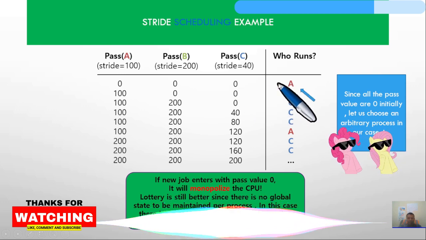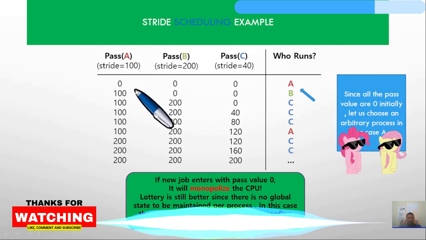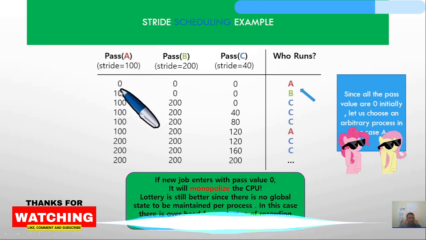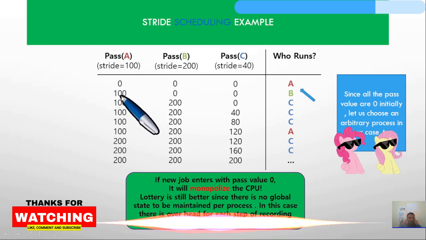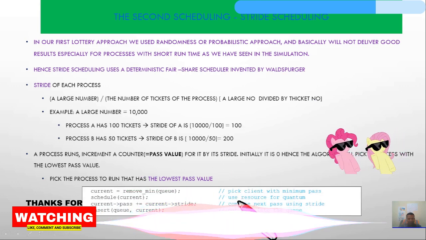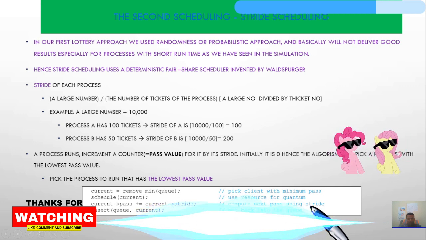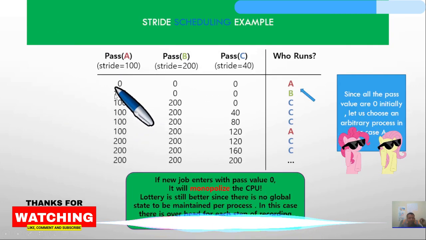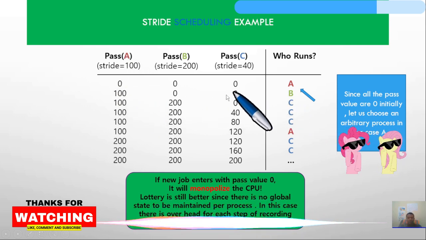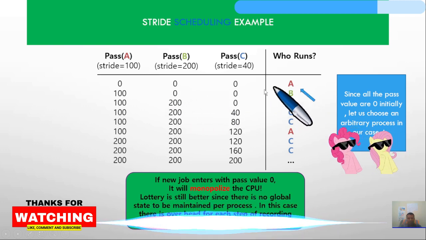So after some time, when A is completed, the pass value of A will be updated by the stride of A. As you can see, we have 100 here. Let me show you here. In the second line, you see schedule current uses the resource for the quantum, and then compute the next pass using the stride. So as you can see, this one is updated by the stride of A. Now A is already completed.